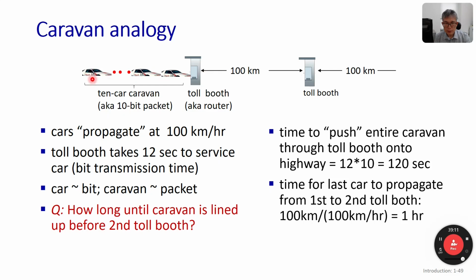After that, the last car propagates to the other side's toll booth. The propagation delay is the length d, 100 kilometers, divided by the propagation speed, 100 kilometers per hour. So the last car's travel time is 1 hour. We sum this up: this is 60 minutes, this is 2 minutes, so the total is 62 minutes.